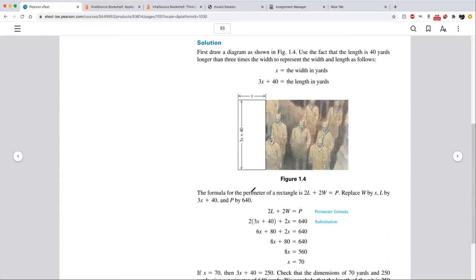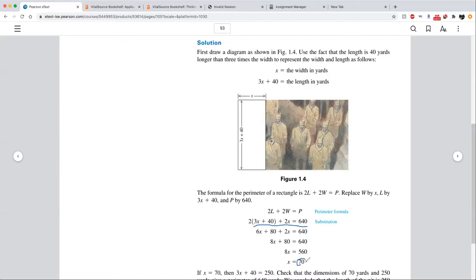So 2L plus 2W is the perimeter, where L means length, W means width, and P means perimeter. So 2 times 3x plus 40, that's the size of the length, expressed in terms of x. 2W means 2x equals 240. So we got a linear equation in x. We solve it, we're going to get 70.